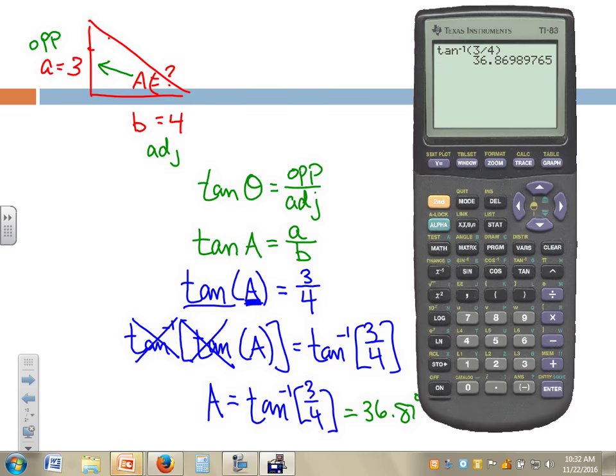Good stuff, right? So inverse functions help to cancel out the function itself so that we can solve for the variable, the unknown that's on the inside. This is the only time we use inverse functions, is when we need to get at what's inside of that function.